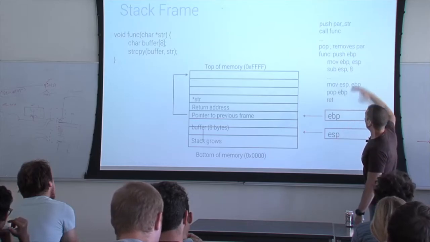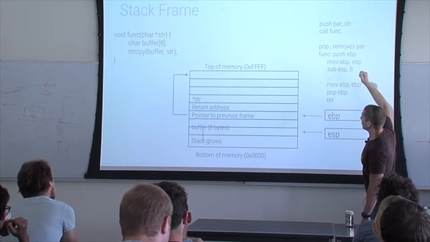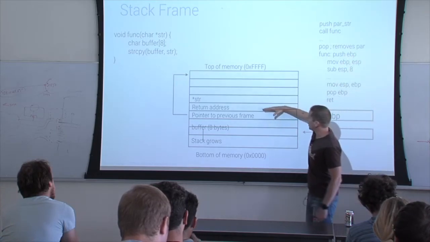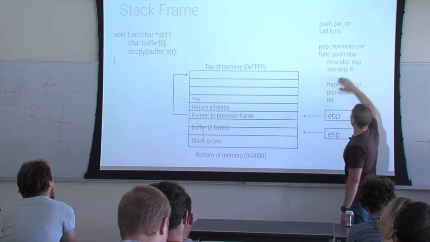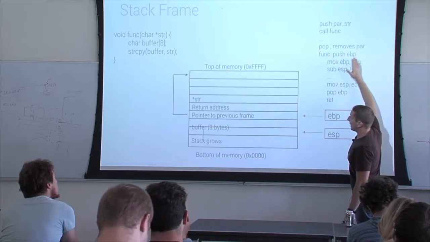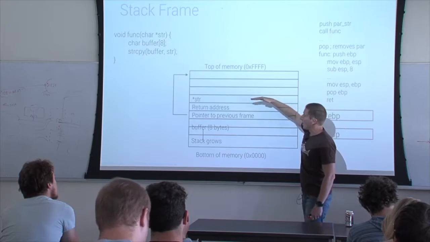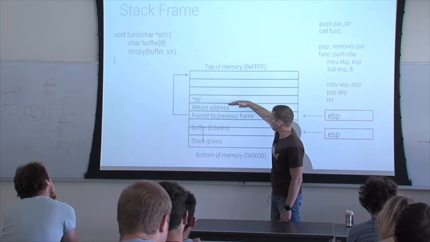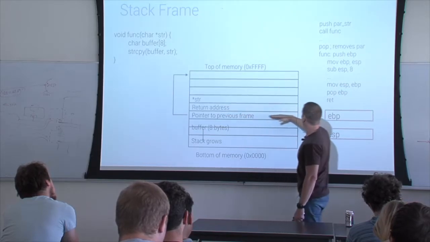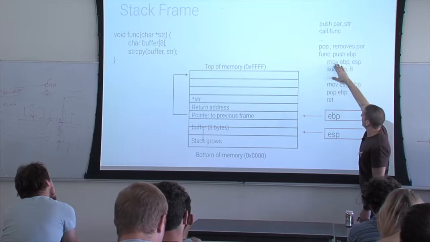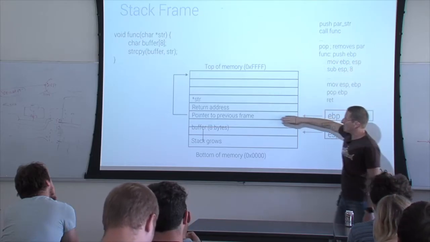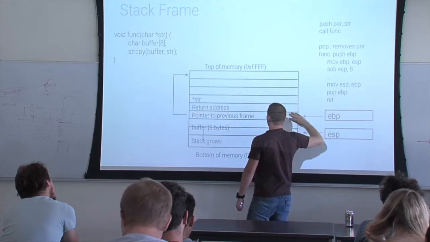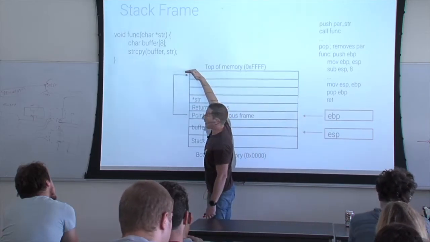And once everything is finished, we will see it will just remove the parameter, so reestablish the stack to here, and the result is going to be in EAX. But let's see what the function does. Once the string has been pushed and the call has been made, we are right here, okay? The first thing that the function does is save the EBP. So this is the previous value of EBP, which was right here.